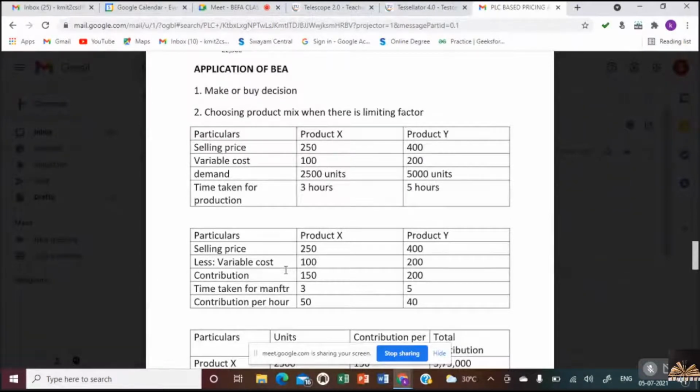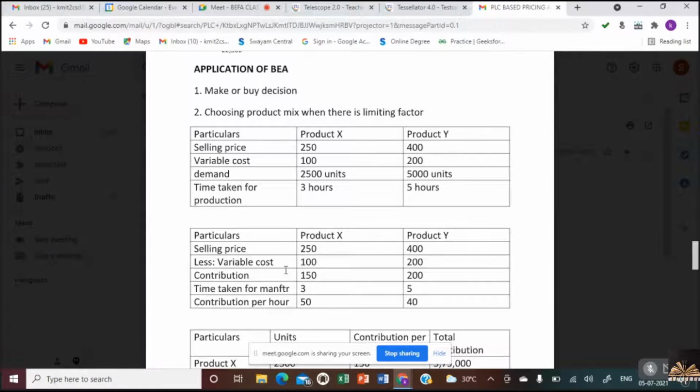It has three options: A, make only X; B, make only Y; C, make some units of X and some units of Y. Which option would be better and how much, with the following information? Now, can you see the screen, all of you?